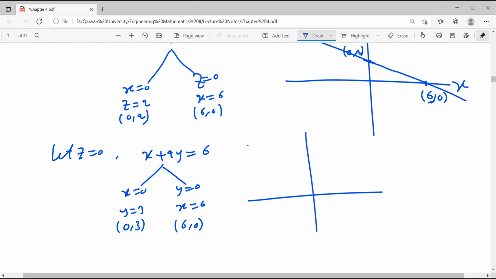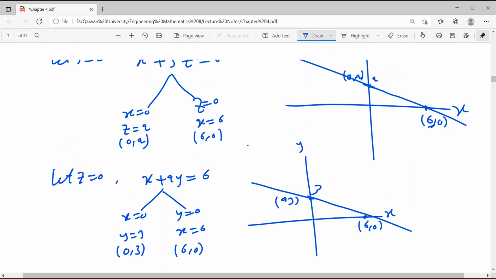We plot it. 6 and 0. This is x, it's y. And this one is 3. This is 2, but here it's 3. And this is 3 and 0, and 0 and 3. Okay. These are the graphs.